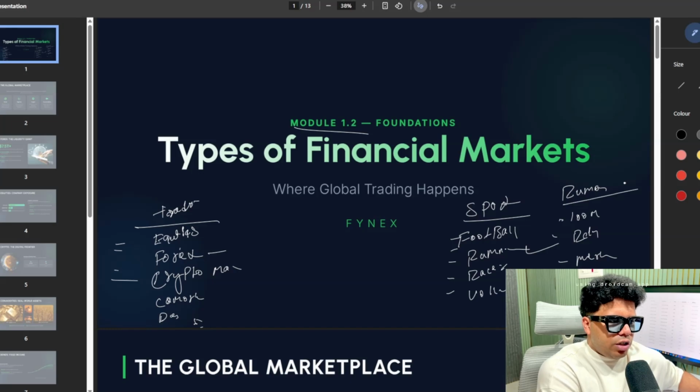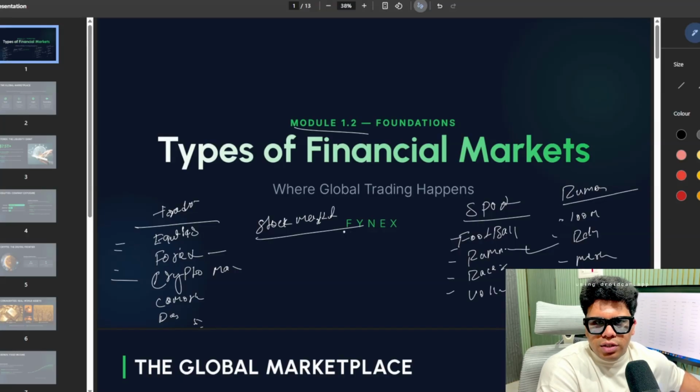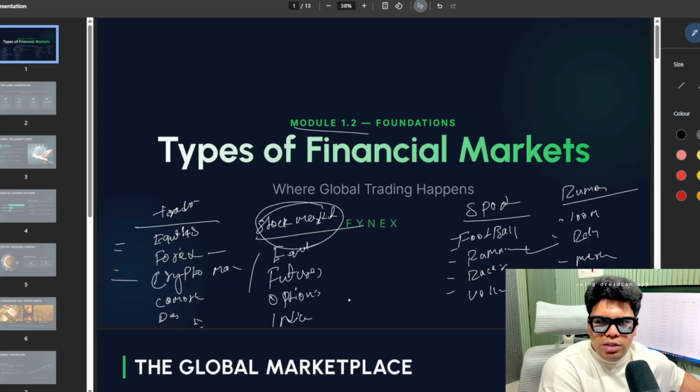The same thing when you take the stock market, for example. If you choose the stock market, there will be different kinds of assets and instruments that you can trade or invest in. It's going to be equities that come in stock markets. The next one is futures. The next one is options, and then index. See, in a single market you can see different kinds of assets, different kinds of instruments that you can trade or invest in. We're going to understand that in this video.